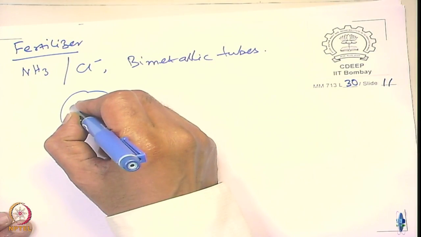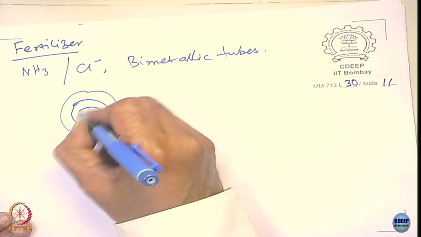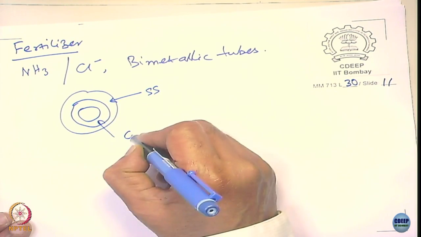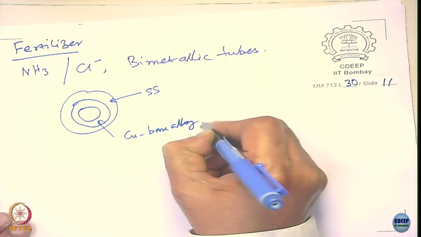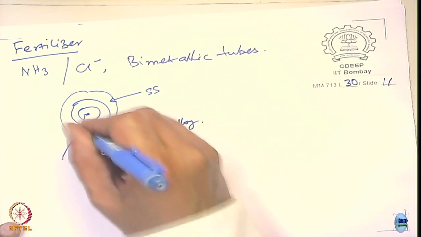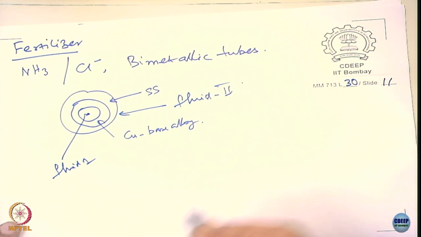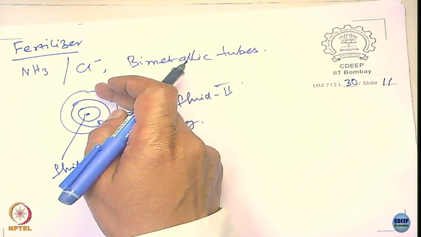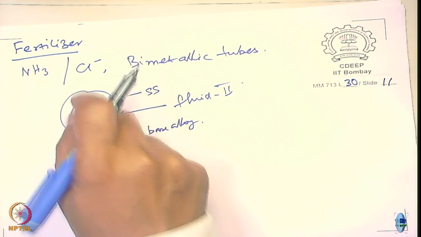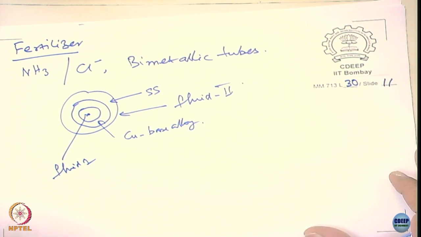It depends upon how the stream looks like, right. You can have copper outside, steel inside, depending upon of course the technology that is available, okay. But they are simply bimetallic tubes, right. This may be your stainless steel, this may be your copper based alloy. This is one fluid here, fluid one, and here is fluid two. And so, what happens? In this case, I will send the ammonia outside, right, and the chloride containing one inside. So, I do not have any stress corrosion cracking issue at all. Any questions so far?